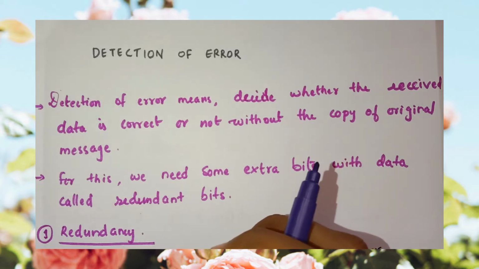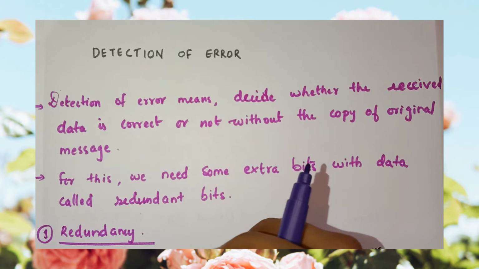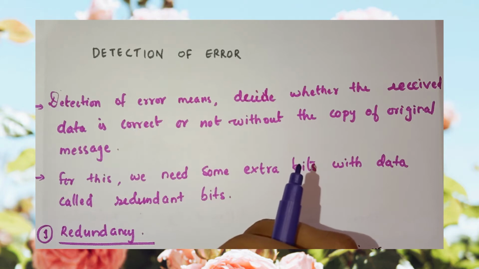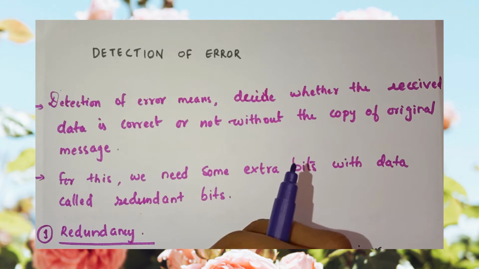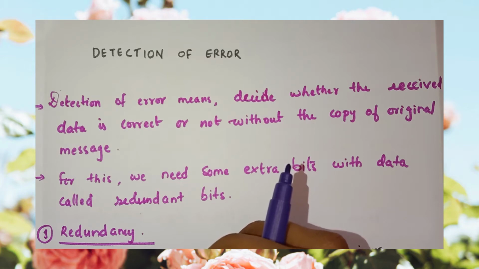Sometimes the error may occur as changes in bits. That means 1 changes to 0 and 0 changes to 1. But the receiver does not know whether the message is the original received message or not. Sometimes the receiver thinks that this is the original message, but actually there is an error. So to detect errors in the original message, there are some methods used.